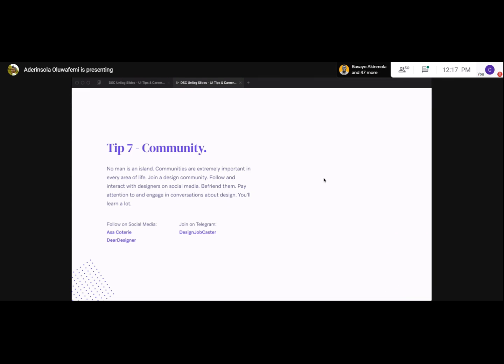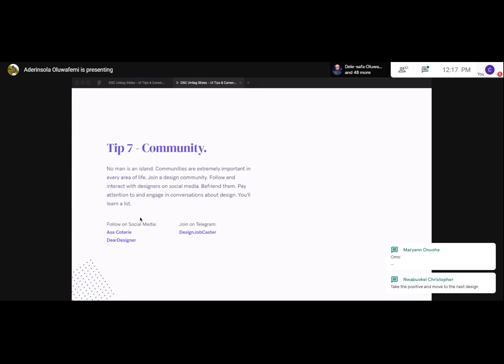You will learn a lot. Befriend designers, interact with them. I gave some examples of people that you could follow on Twitter. These are not individuals, but community kind of things, right? People who are dedicated to helping designers grow and sharing information that will be helpful to designers.